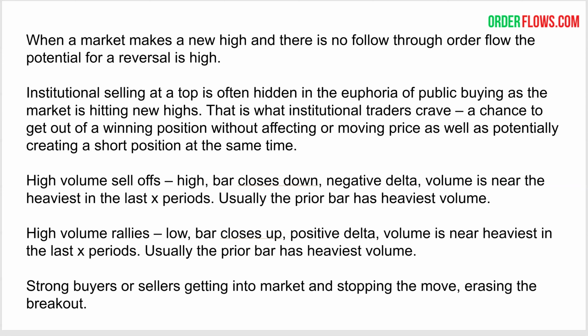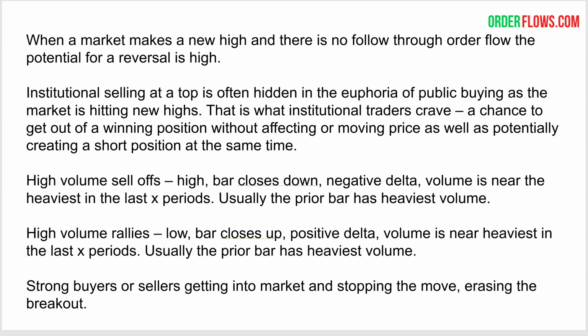I'm not saying it's got to be the heaviest for the day, because you could have a bar that happened around the cash open, 3 hours ago or whenever. It's got more volume. Really, what you're looking for is, in relative terms, what's been happening now. How is this volume compared to the volume just previously? Usually the prior bar, I mean the bar before the high was made, or the bar where the high was made, has got the heaviest volume.